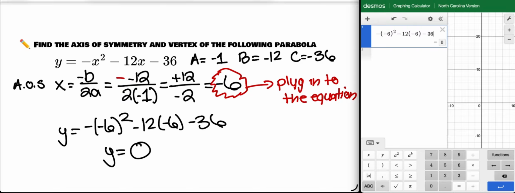Now that we have that solved, we can write our vertex. Remember, the vertex is a point. So for our vertex, it's an ordered pair. The x value was negative 6, because that came from our axis of symmetry. The y value came from our equation, which is 0. So the vertex for that one is negative 6 and 0. Axis of symmetry is negative 6.